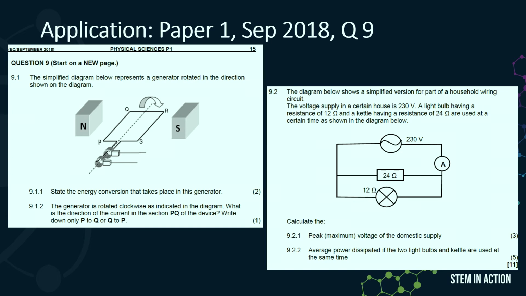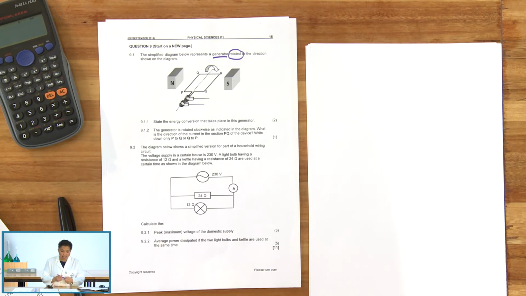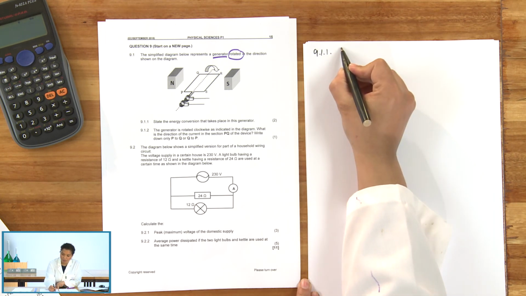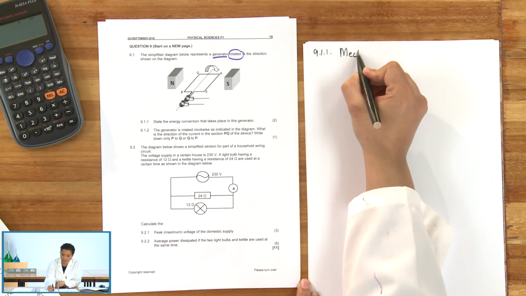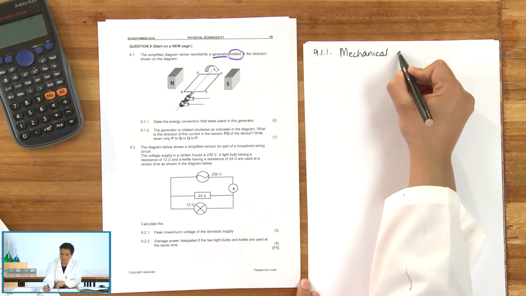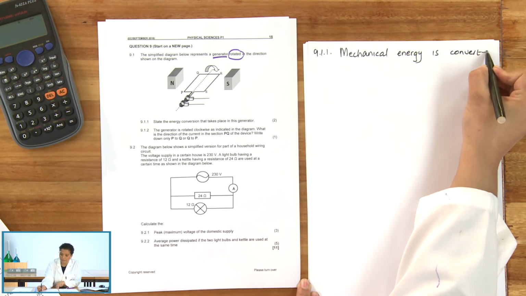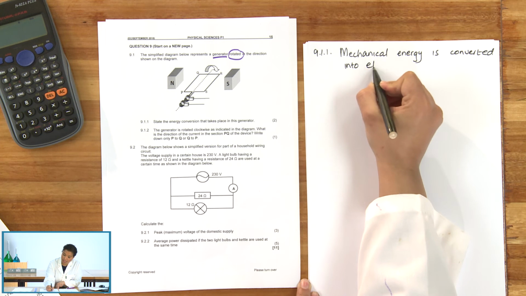Let's have a read. The simplified diagram below represents a generator rotated in the direction on the diagram. So we've got the rotation there. 9.1.1, state the energy conversions that take place in the generator. Now, if you can remember in part 1, we can answer 9.1.1. In a generator, we have mechanical energy being converted into electrical energy.